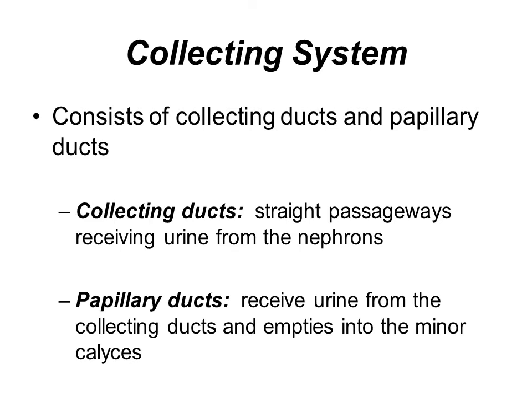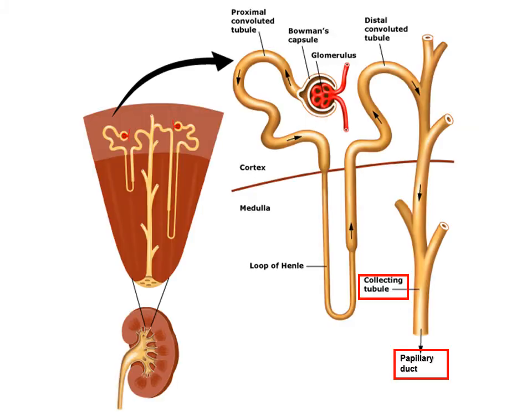And then you collect that fluid, the filtrate, which is the urine, into the collecting ducts, which drain into the papillary ducts. I said several collecting ducts drain into the papillary ducts, which are then going to empty into, finally, the minor calyx first.